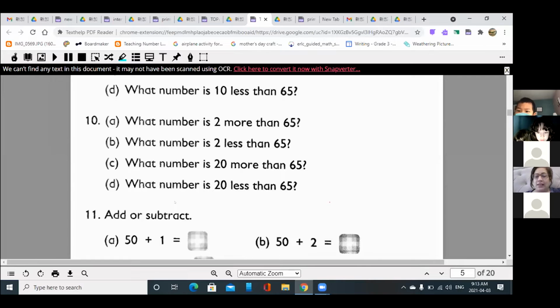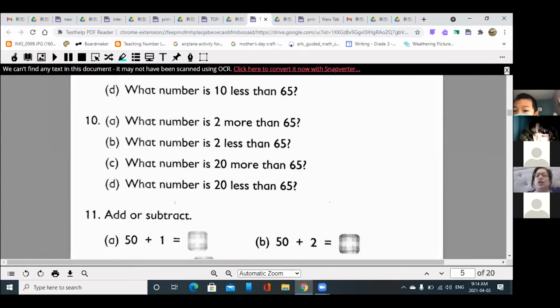Now, C, what number is 20 more than 65? 20 more than 65. And finally, D, what number is 20 less than 65? 20 less than 65. Now we're ready to take up the answers.